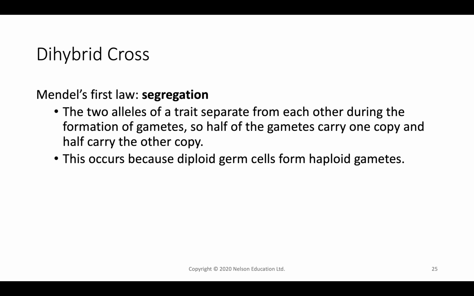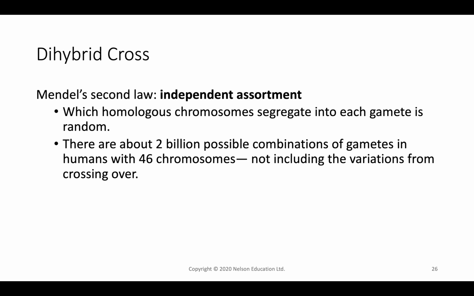Okay, so Mendel then started looking at, again, he was talking about them as inheritance packets, but he started looking at how they traveled together. Did they travel independently, or how did they assort? And so he was looking at the alleles of a trait and seeing how they separate from each other during the formation of gametes. And basically what happens is one half of the gametes carry one copy and the other half of the gametes carry the other copy. And that's because that just has to do with the way meiosis works, right? The way the diploid germ cells form haploid gametes. So which chromosome each of them segregate into is completely random.